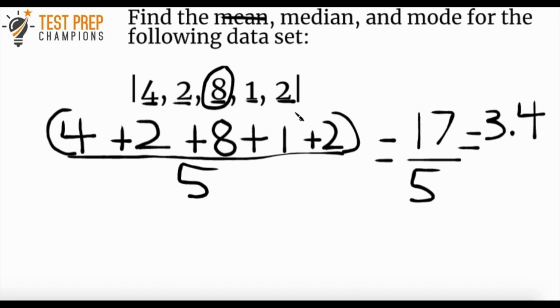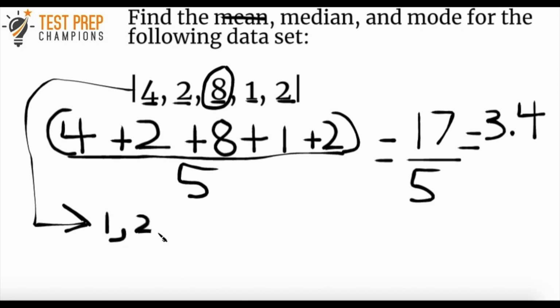So the first step to finding the median is you want to make sure that you order the numbers from smallest to largest. So let's take this and we're going to rewrite all the numbers in this data set so that we put them in order from smallest to largest. So we would do 1, 2, 2, 4, and 8. So now that we have them in order from smallest to largest, we just look at the number in the middle, and so that's the median.